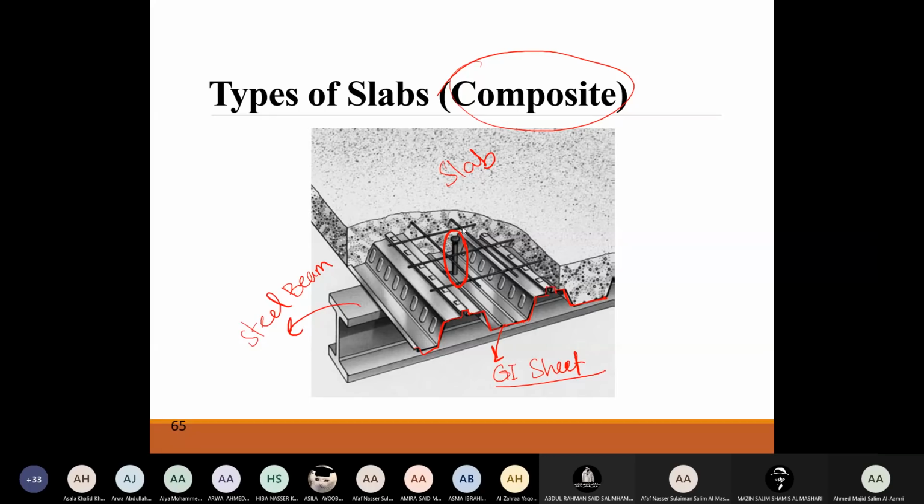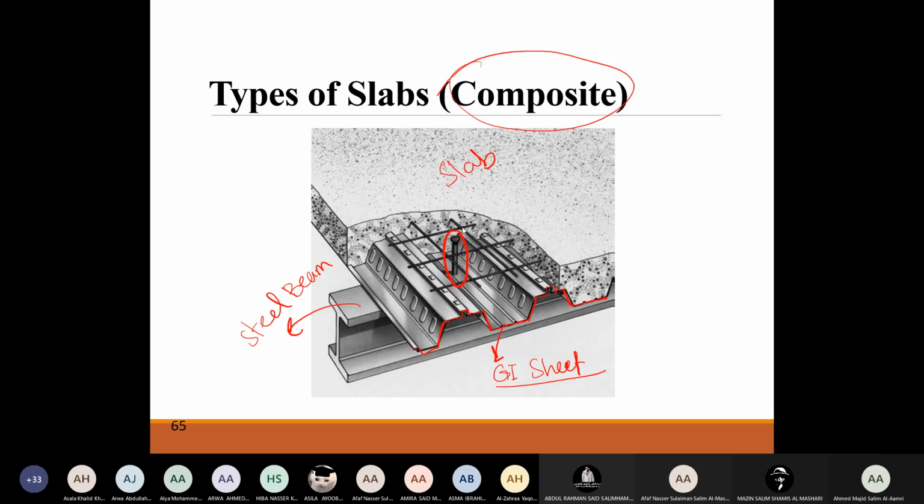We call it GI, or galvanized iron sheet. Galvanized iron sheet. It is known in Omani Arabic as chinko, if you know the chinko. Okay, so we have galvanized iron sheet. At the top of the galvanized iron, we have the slab, the concrete slab. Are we okay?